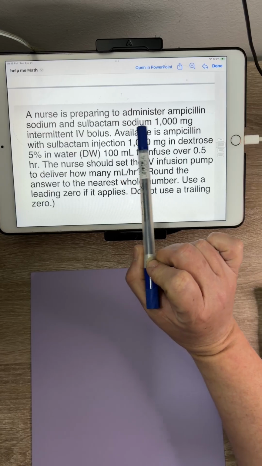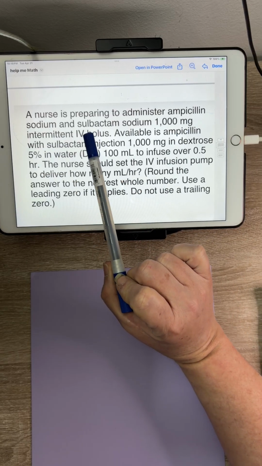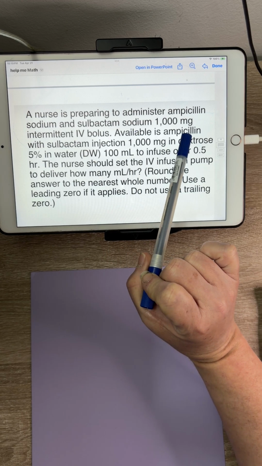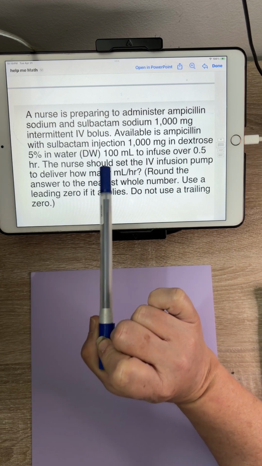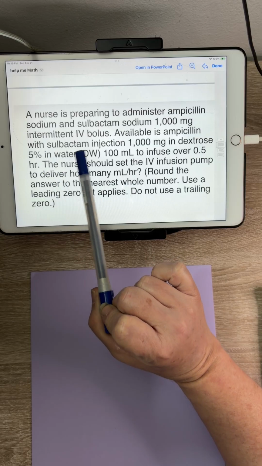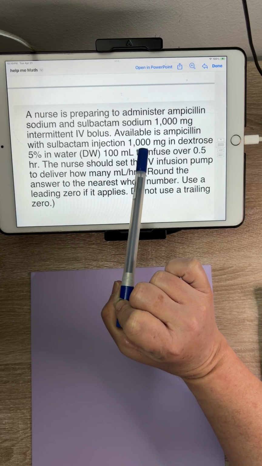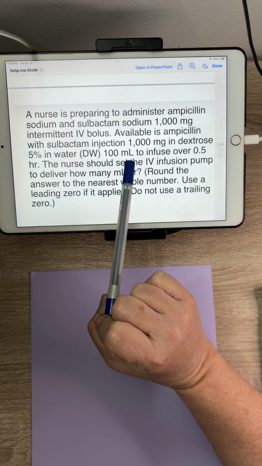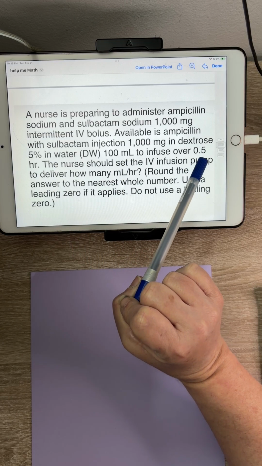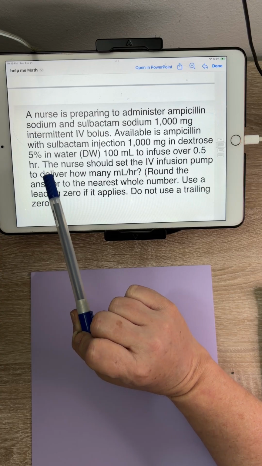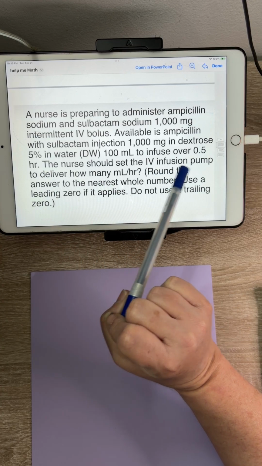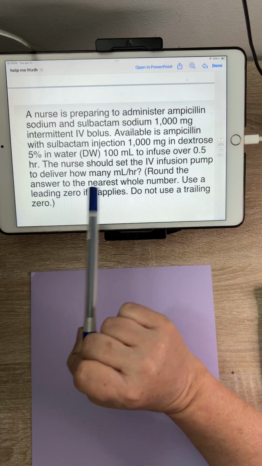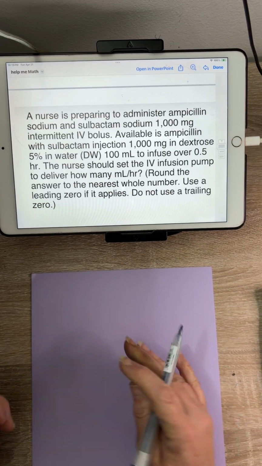So here we go. A nurse is preparing to administer ampicillin. And that medicine right there, we're not here to pronounce words, we're here to do math. 1,000 milligrams intermittent IV bolus. Available, you got that same medicine, 1,000 milligrams, and dextrose, 100 milliliters, to infuse over 0.5 hours. And the nurse should set the IV pump to deliver how many milliliters an hour, and then round. And when we get there, we'll look up that.